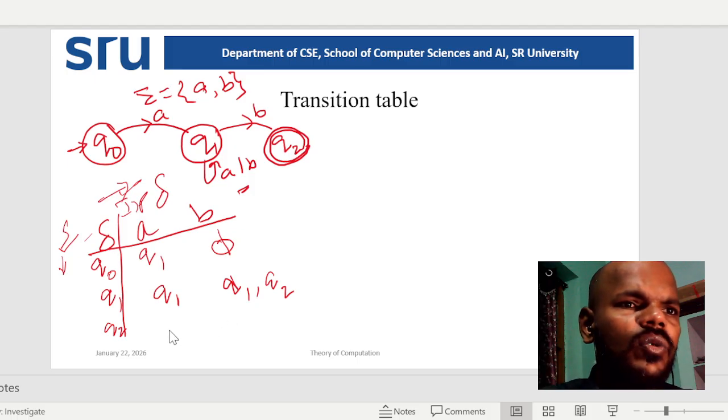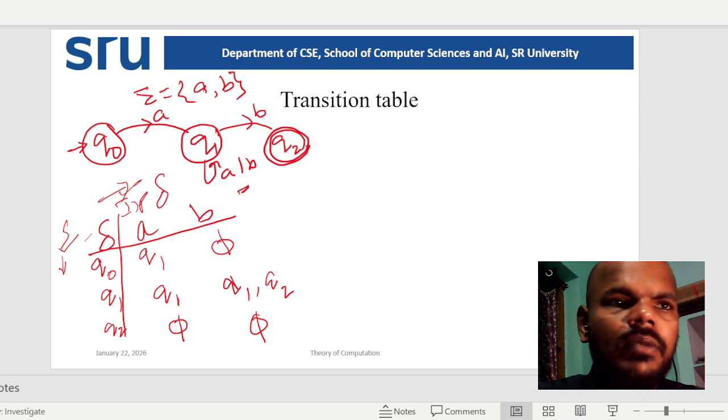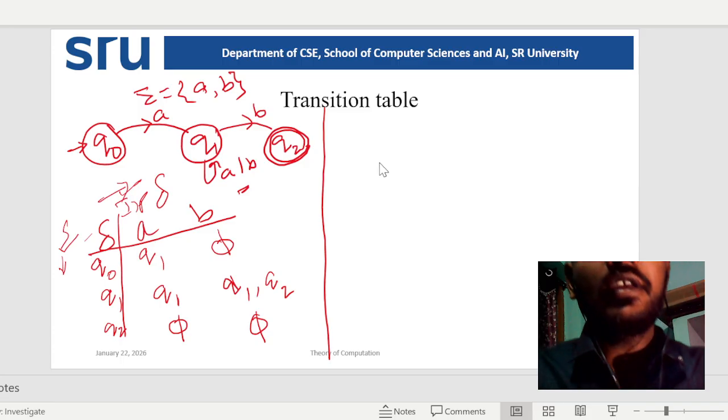Now on q2, is there any transition on input a? No, phi. Is there any transition on input b? Phi. So nothing is there, and you just write phi. We will discuss one more example with some other diagram so that you will understand more clearly.